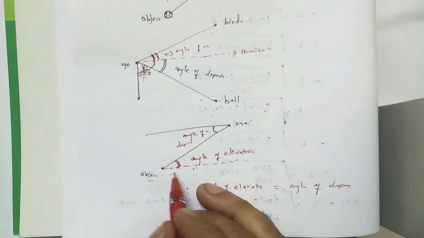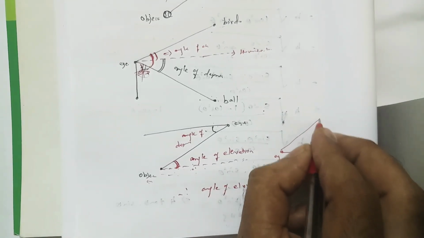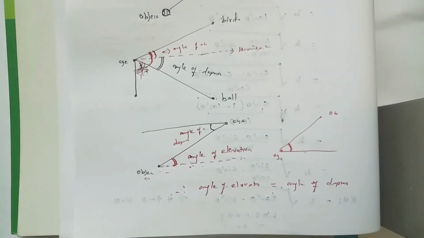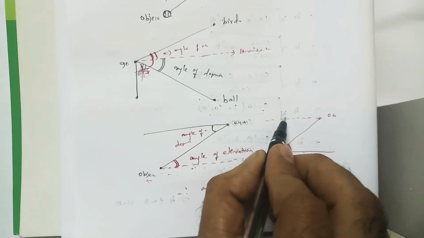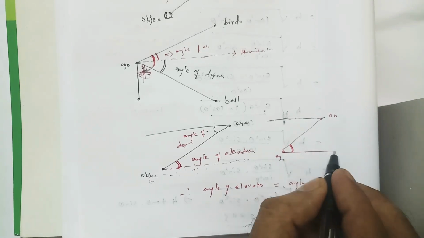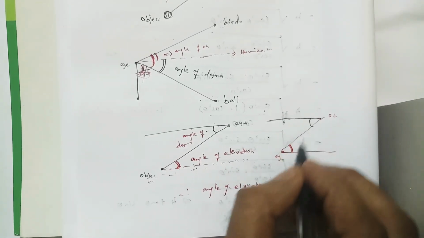Suppose we are having only the angle of depression. This is the eye, the horizontal line, and you are watching the object, right? And this is the angle of elevation. From the object you are drawing the horizontal line. That horizontal line is parallel to this horizontal line, right? And this will become the transversal.